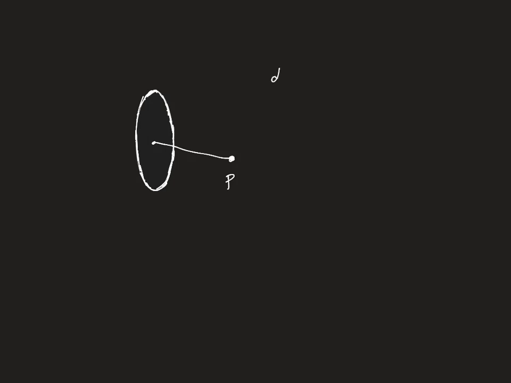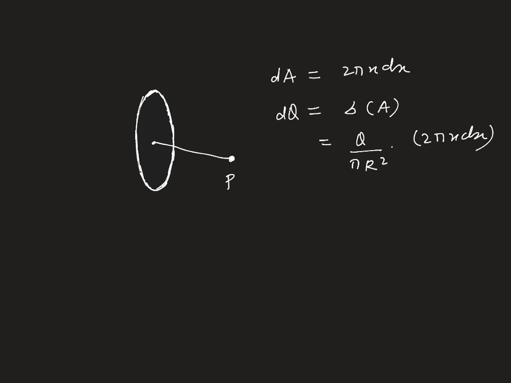We also discussed what was the area of the ring. Small area was 2 pi x into dx. We also discussed what was the charge on the ring. Small charge, that is why dq. So that was sigma into area. Now what was sigma? From the disk we remembered Q upon pi r squared into what is the area? 2 pi x dx. So you notice pi and pi is out of the scene, they cancel out. Q upon r squared, or 2Q upon r squared x dx. So this is the charge on the ring.